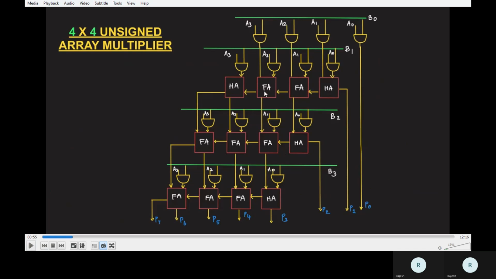In this row, 2 full adders. In this row, 3 full adders. 3 plus 2, 5. In the last row, again 3. 5 plus 3, 8. So you remember 16. Sorry, 16 AND gates, 8 full adders, and half adders are 1, 2, 3 diagonally. Then here 4 half adders.